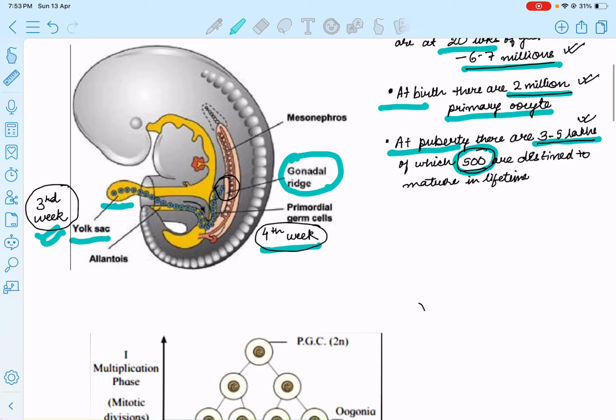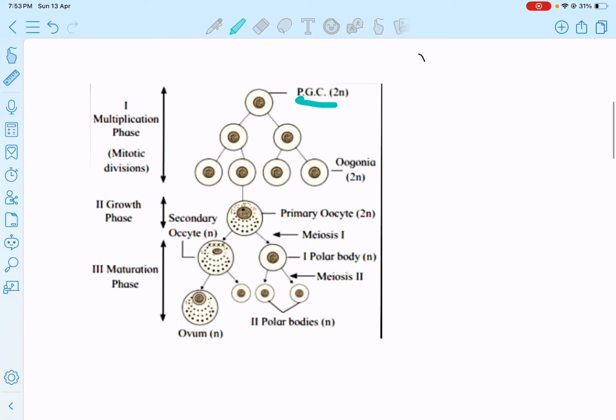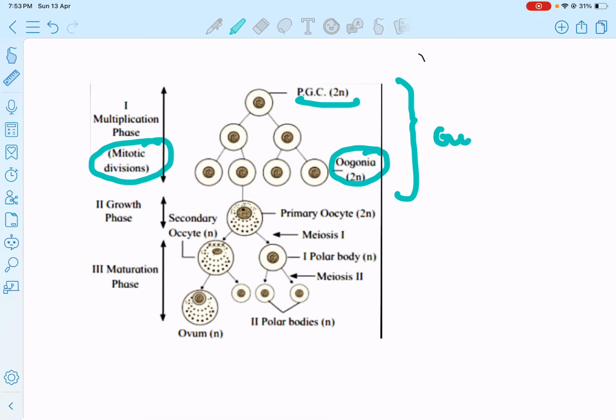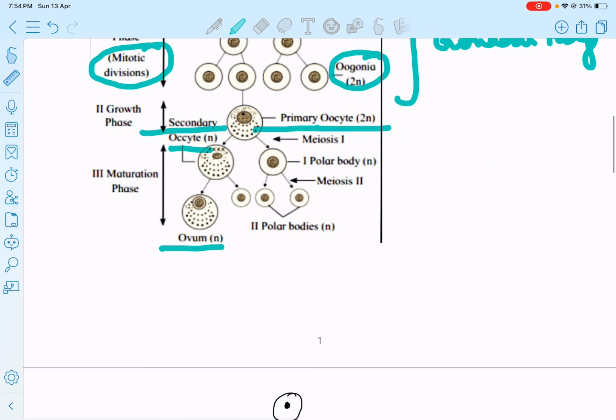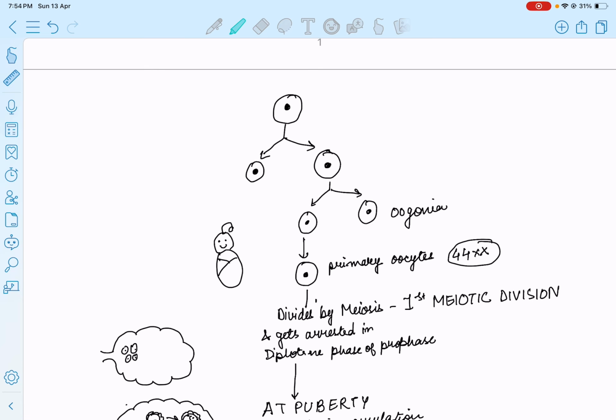So, going through the process, what happens is that the primordial germ cells convert into oogonia through mitotic division, and this process occurs in the gonadal ridge itself. Now, the oogonia gets converted into primary oocytes, and the primary oocytes gets converted into the secondary oocytes, and secondary oocytes gets converted to the ovum. Now, going through the whole process in great detail, I'll be telling you how it happens.